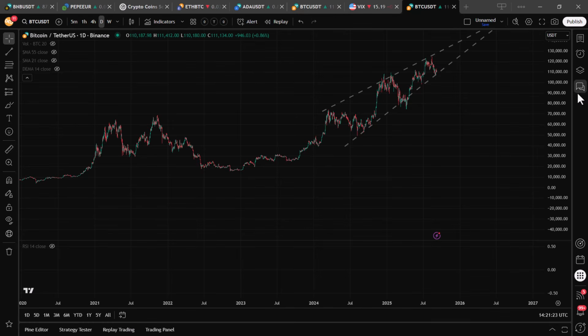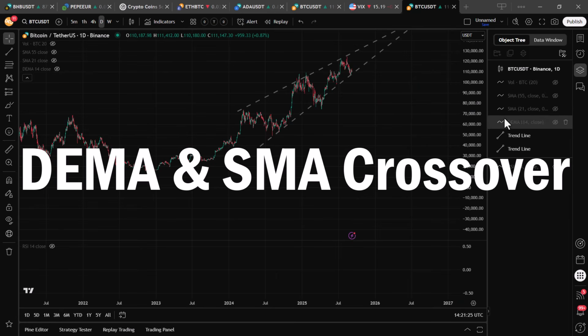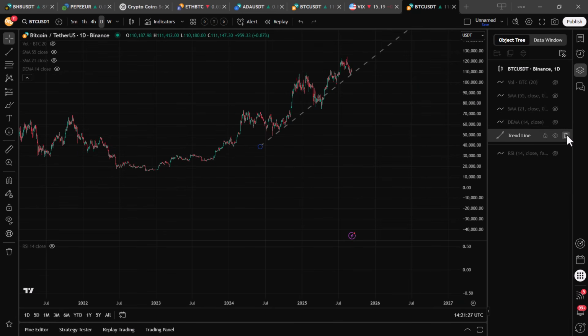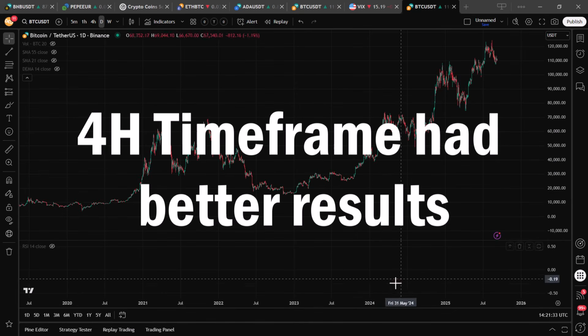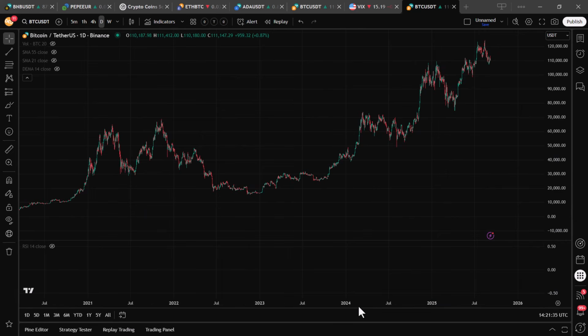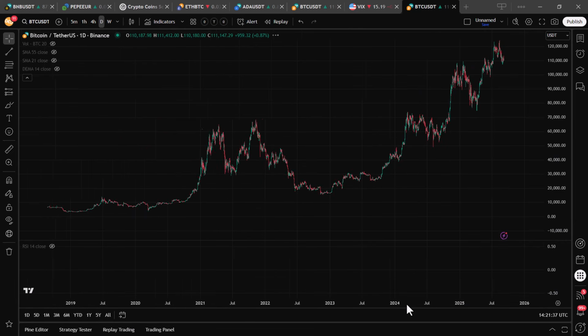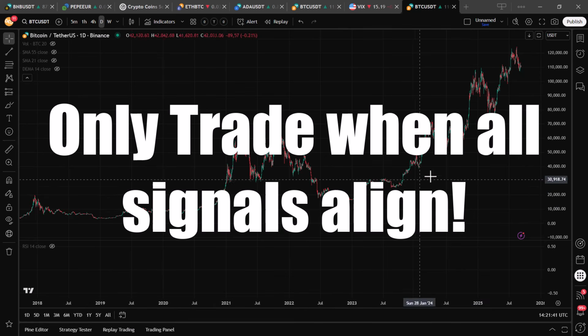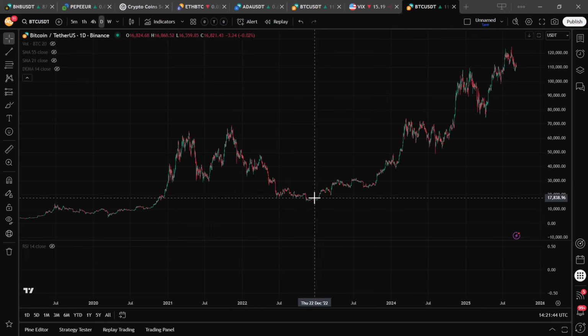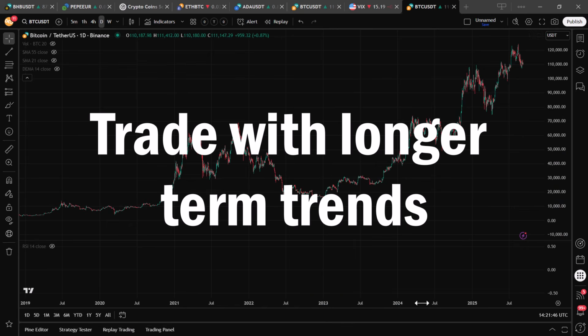This strategy combines the DEMA and SMA crossovers with a brilliant momentum filter that keeps you out of those painful false signals. It is designed for daily timeframes but performs best on the 4-hour timeframe in backtests, which means that you're not glued to your screen all day. I created the adaptive crossover strategy with this simple but powerful concept in mind: only trade when multiple momentum signals align and you're trading with a long-term trend.